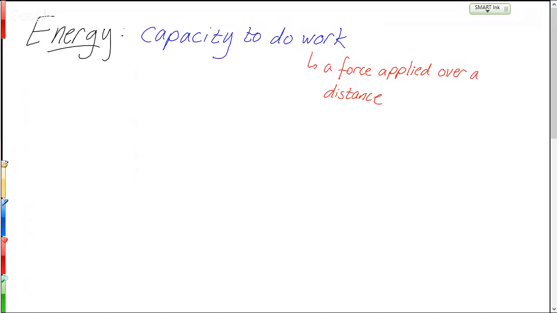So the book's here, I apply a force over a distance, so I do work. What happens to the energy that I used to do that? Well, how is it changing forms? Yeah, so that's part of it. While the book is moving, we call that kinetic energy, the energy of motion.